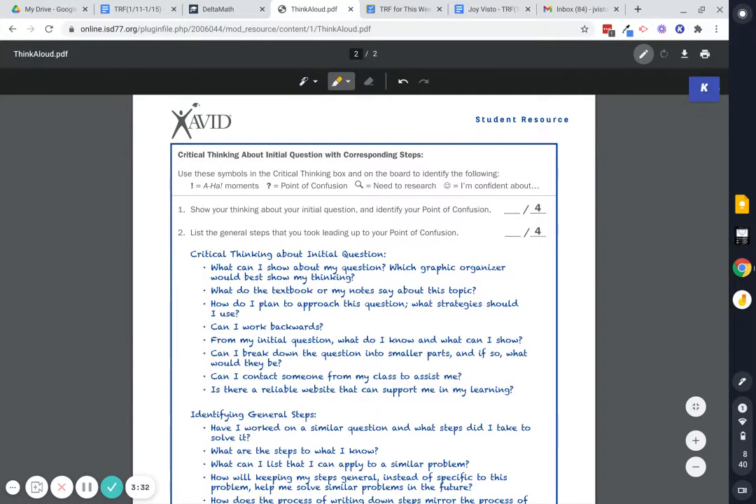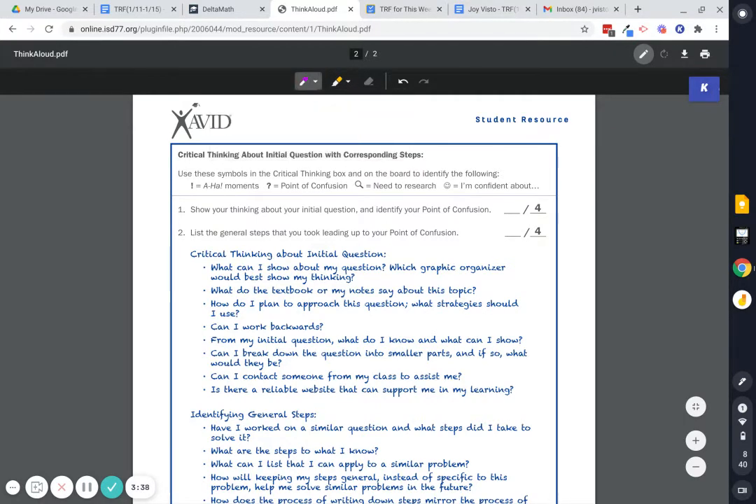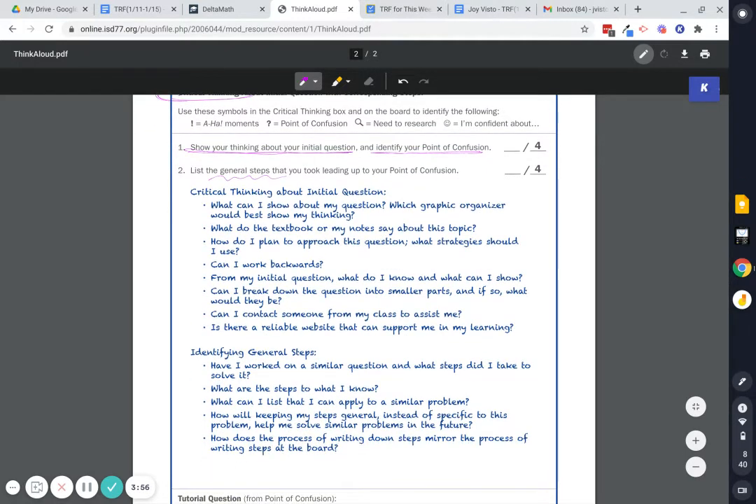Then, this is something that some of you are forgetting. This critical thinking about the question. That's the back page of our tutorial, right? This critical thinking back page needs to get done before we start. You show your thinking about your question. You identify your point of confusion. And then you do some general steps. Now, I haven't been super intense about your general steps, but some of you are leaving this totally blank. And when you do that, it's really hard to get any points.